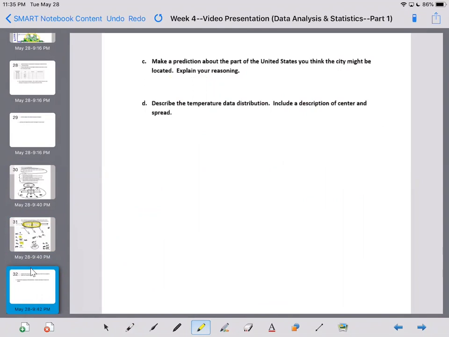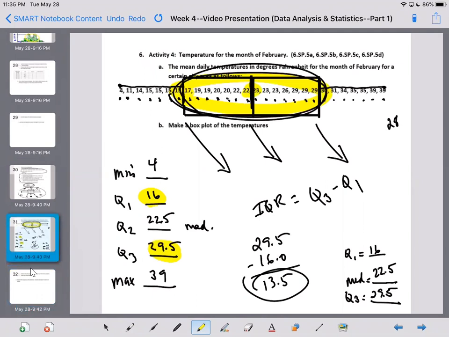And then we would say that we did find a way to describe it. We were looking at the 5-number summary to describe the min, the max, the median, Q1 and Q3, and then we found the interquartile range as well.